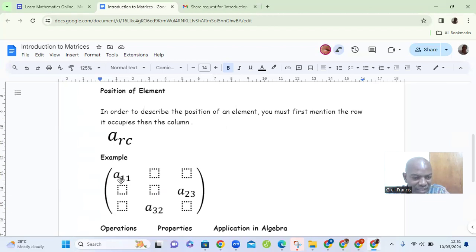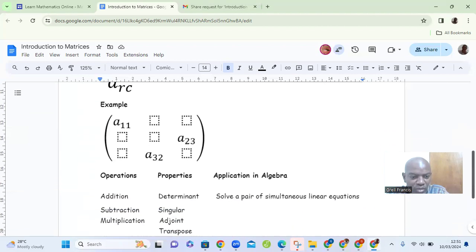So this element here occupies the position 1, 1, meaning it's in the first row and first column. This element here is in the second row and third column. Okay, as you can see, row number 2 and column number 3. This one here is in the third row, 1, 2, 3, and column number 2.